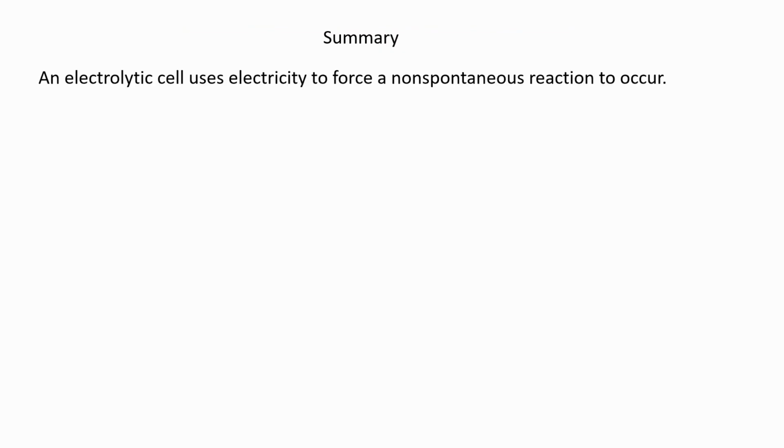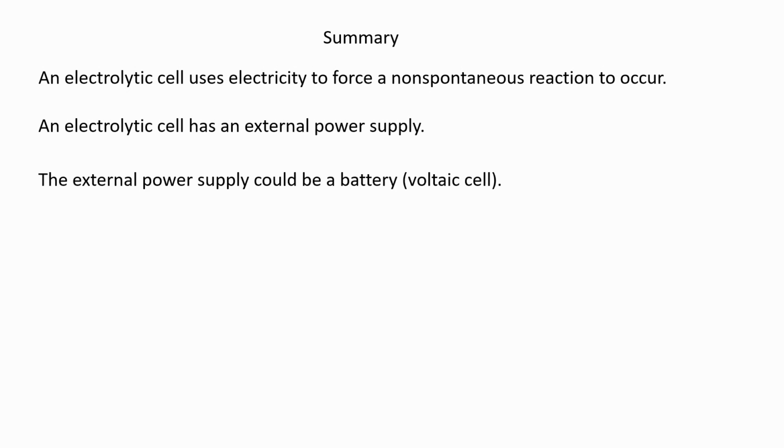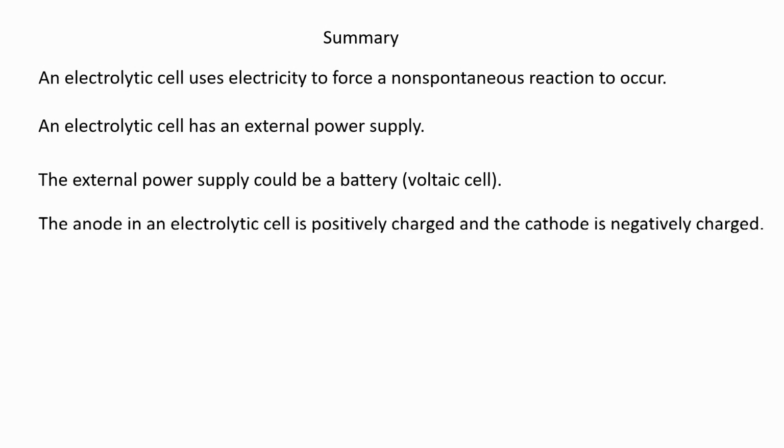In summary, an electrolytic cell uses electricity to force a non-spontaneous reaction to occur. An electrolytic cell has an external power supply. The external power supply could be a battery or voltaic cell. The anode in an electrolytic cell is positively charged and the cathode is negatively charged.